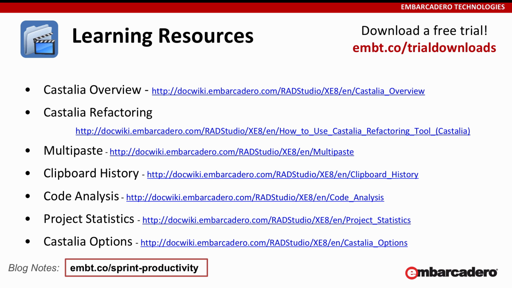Let's see. We have a quick comment from Kevin. Thanks for the presentation. Looking at the summary of keyboard shortcuts, can you please let us know where that list is? If you go to that blog post that's linked there at embt.co/sprint-productivity, there is a link down at the bottom that's a collection of the default keyboard shortcuts. And then some of them are mentioned specifically in the Castalia articles that are also linked from there.